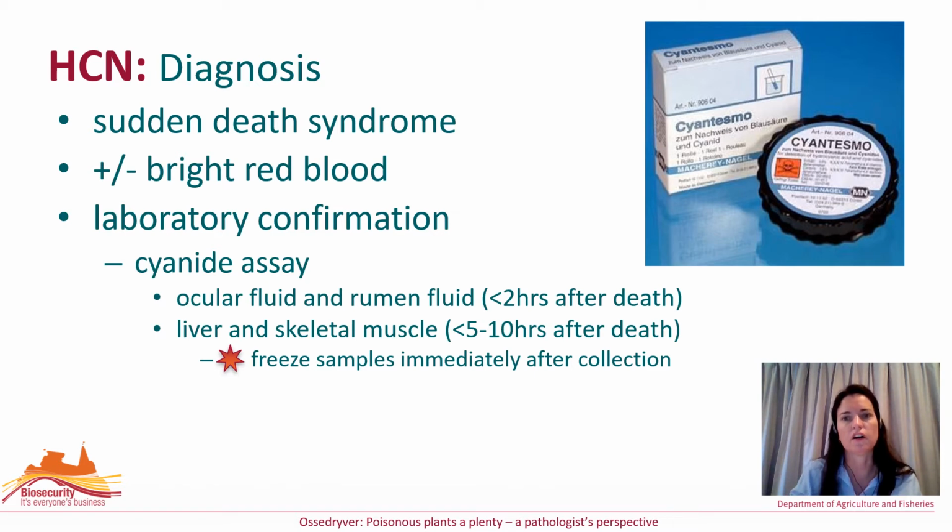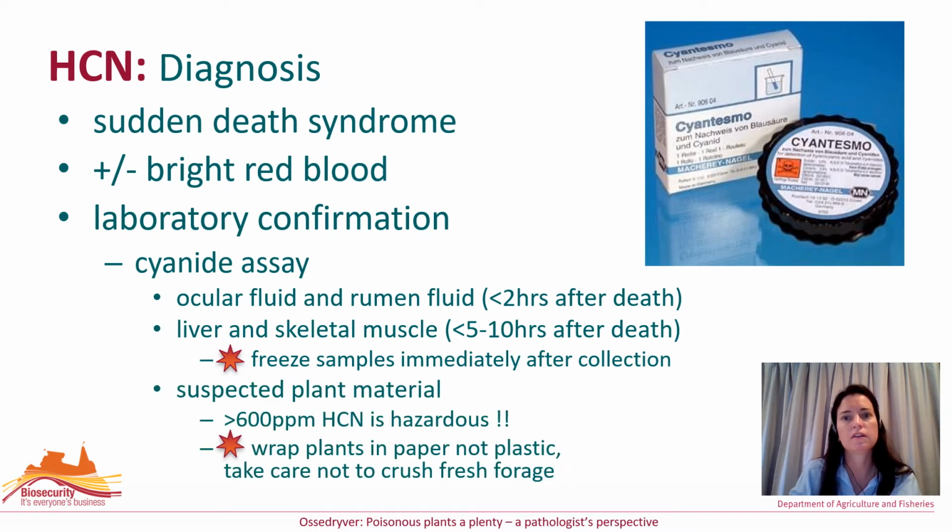Because cyanide is volatile and rapidly lost from certain sites, it is important to collect samples as soon as possible after death, particularly ocular and rumen fluid, and freeze these samples where possible. Suspected plant samples may also be assayed for their cyanide potential. A cyanide level above 600 can be considered hazardous to livestock. However, levels down to about 200 may be dangerous for very hungry animals. And remember, when sending plant material in for assay, it's important to wrap these in paper, not plastic, and to prevent any damage to fresh material.